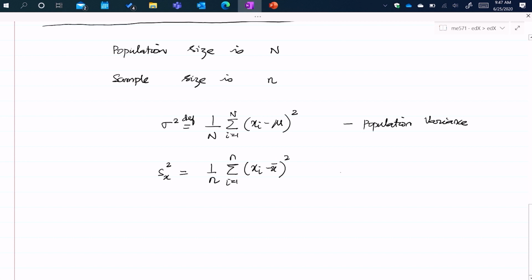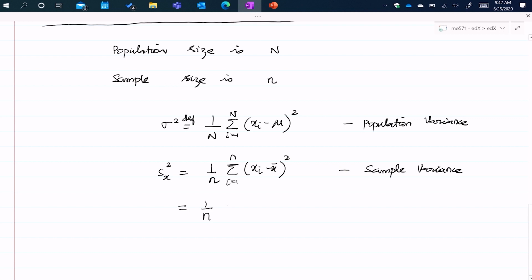Okay, this is the sample variance. What we would like to estimate is, we know the sample variance will depend on the particular sample that we choose. If I choose multiple samples, each sample will give me a different sample variance. Therefore, the sample variance itself is statistically distributed, and this x bar is also statistically distributed.